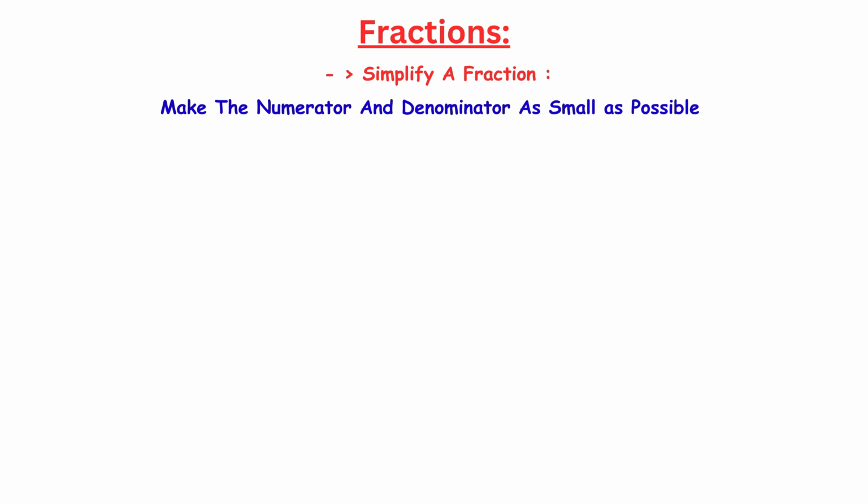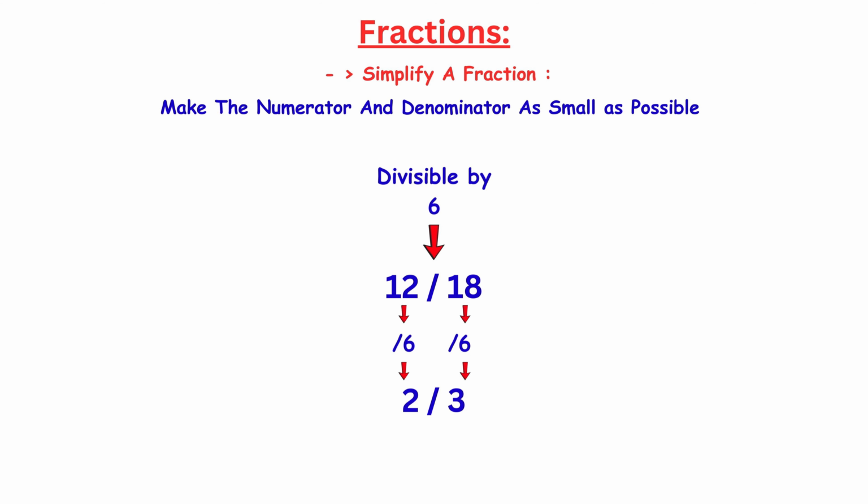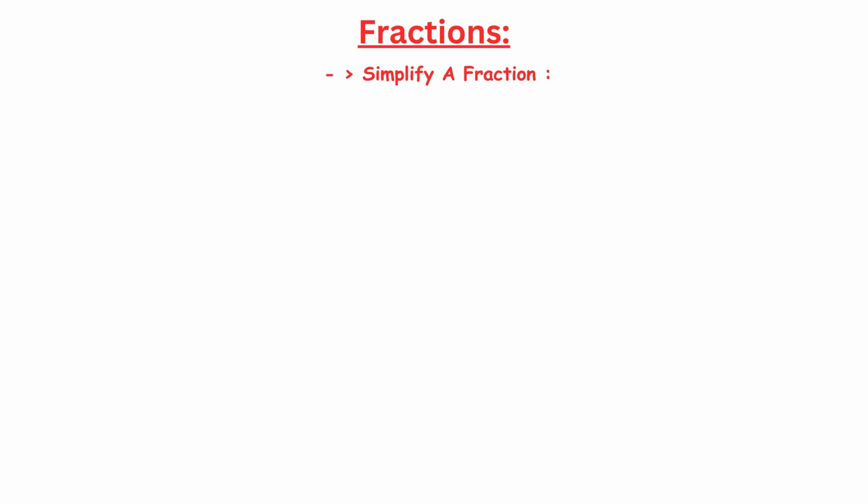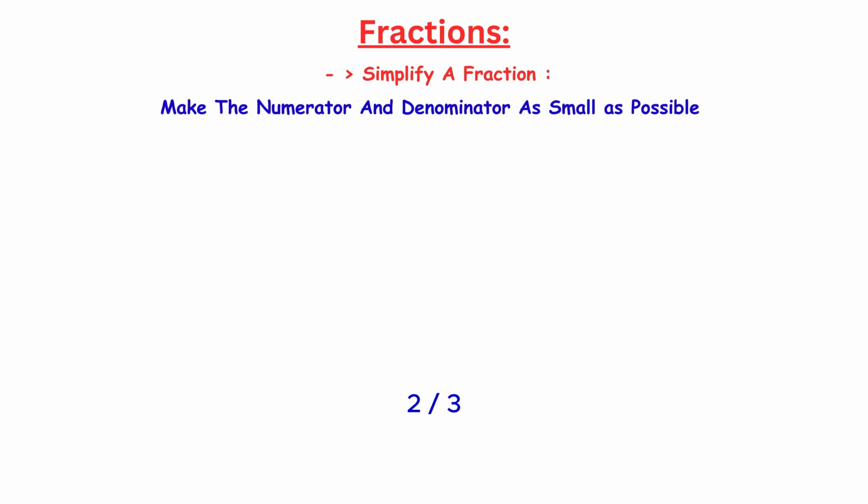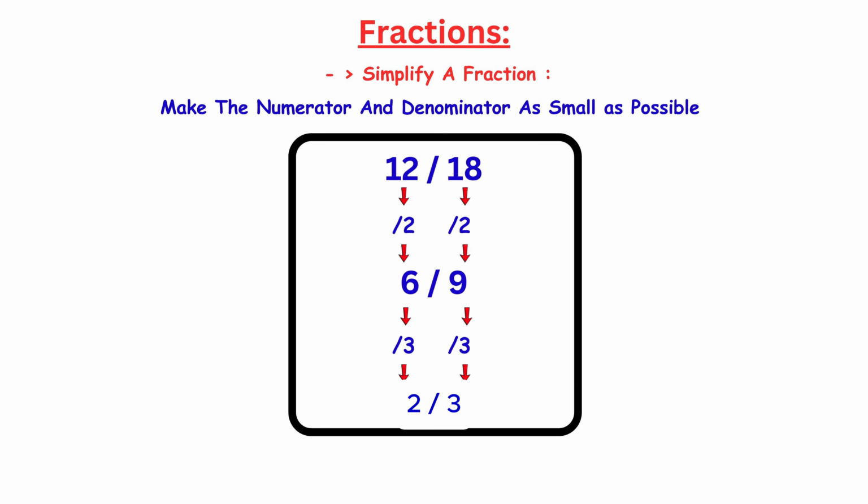Simplifying a fraction means reducing the numerator and denominator to their smallest possible values by dividing them by the same number. For instance, in 12/18, both numbers can be divided by 6, giving 2/3 as the simplified fraction. If you didn't know 6 was a common factor, you could first divide by 2 to get 6/9, then divide by 3 to get 2/3.